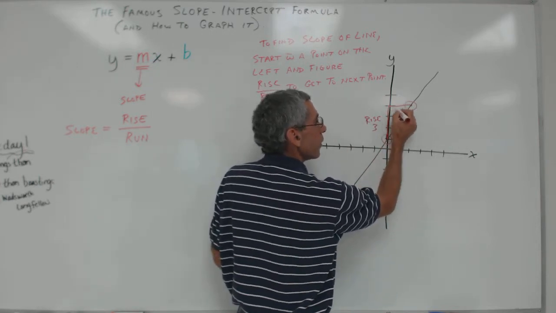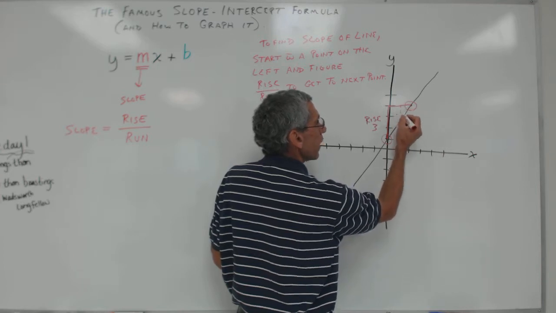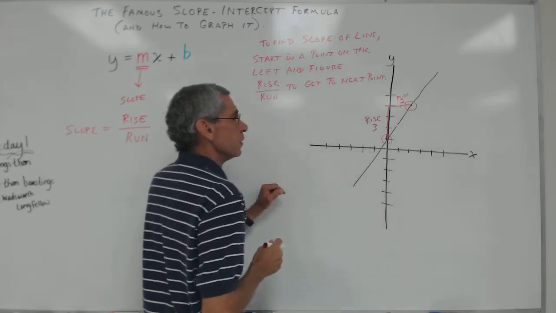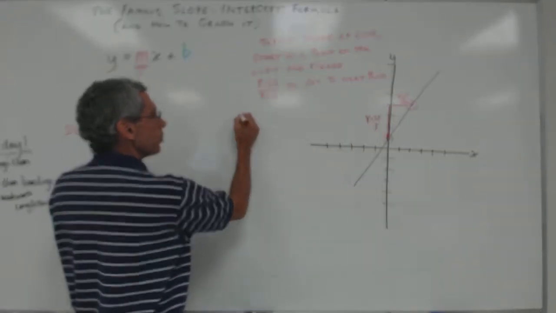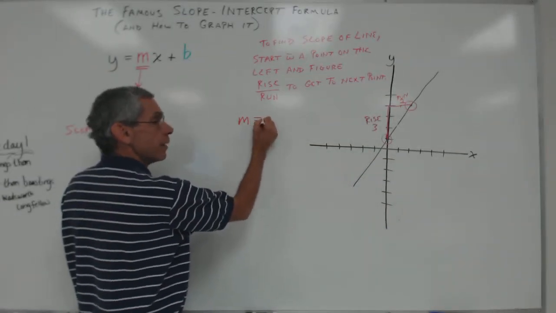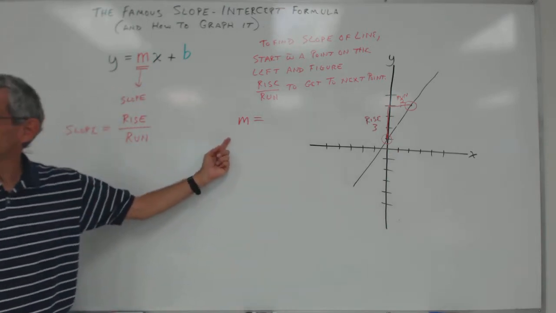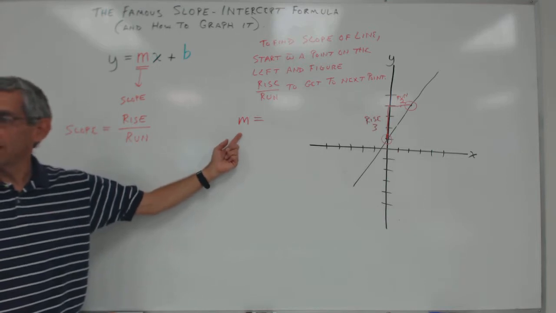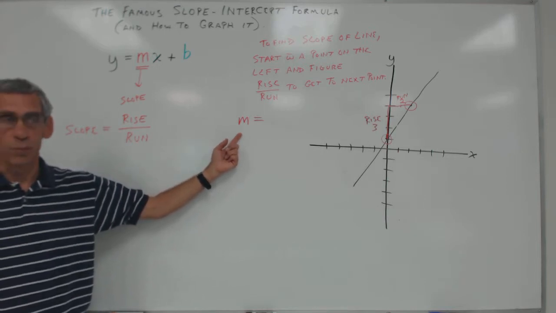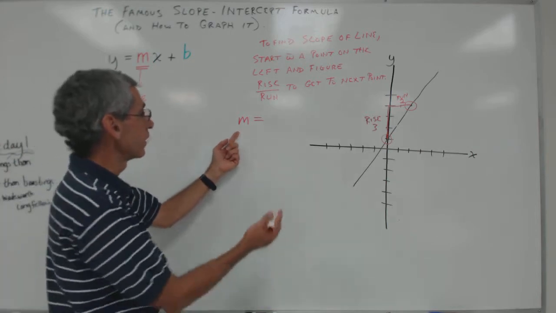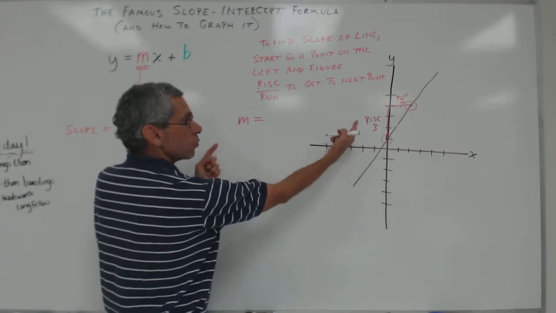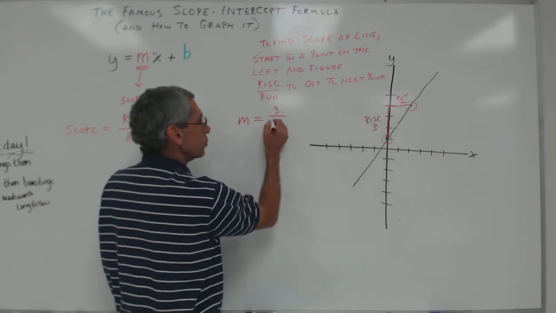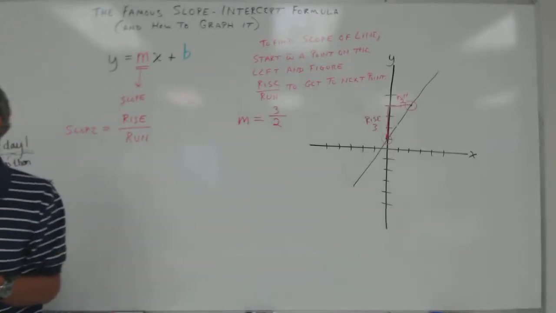Over here, boom, I went how many? 2, right? So that is a run of 2. So my slope, my M, is the variable that designates slope. And don't ask me why, except I'm going to just say M stands for mountain. Mountain slope, right? That's the easiest way to think of it. So my rise is 3, and my run is 2, so the slope is 3/2.